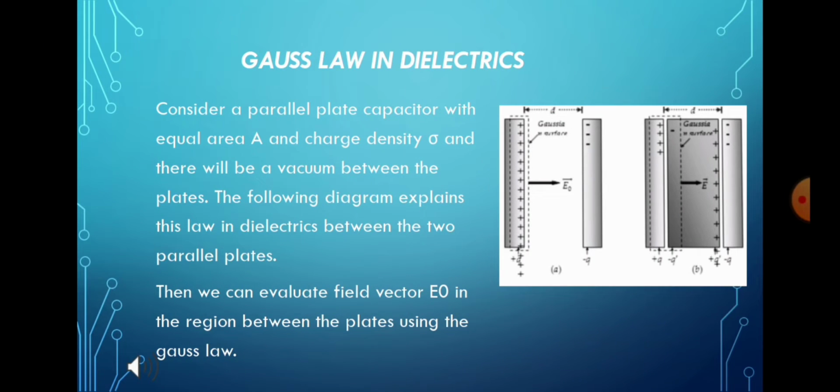Gauss law in dielectric. Consider a parallel plate capacitor with equal area A and charge density sigma, and there will be a vacuum between the two plates, as you can see in the diagram. This following diagram explains the law in dielectric between two parallel plates. Then we can evaluate the field vector E naught in the region between the plates using Gauss law.